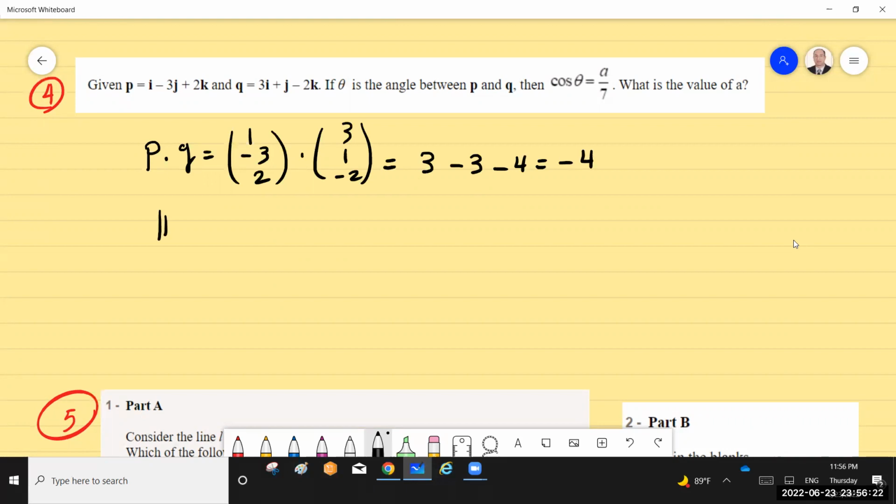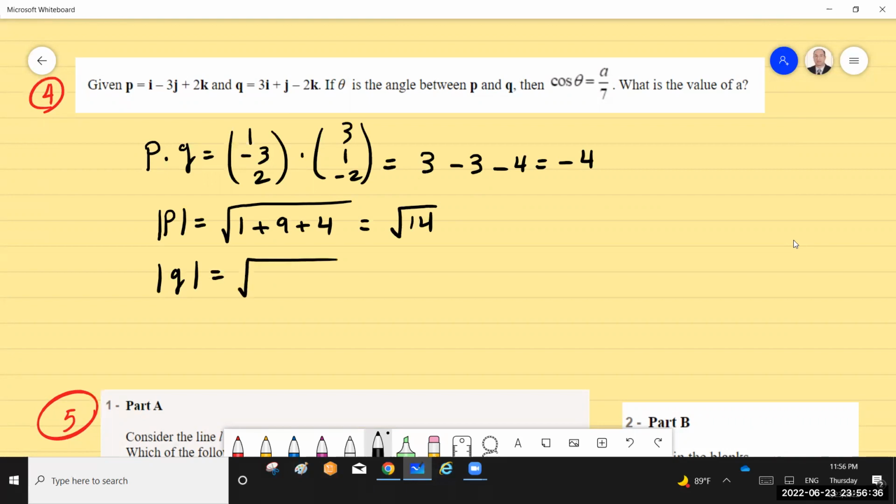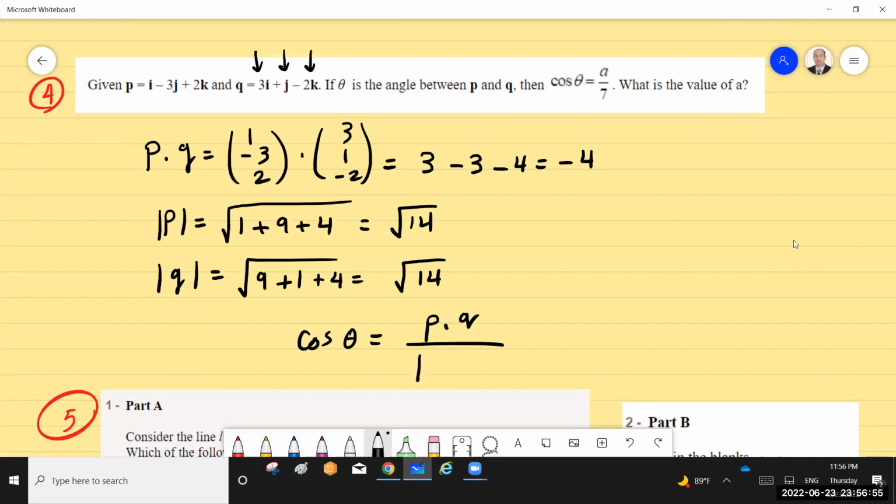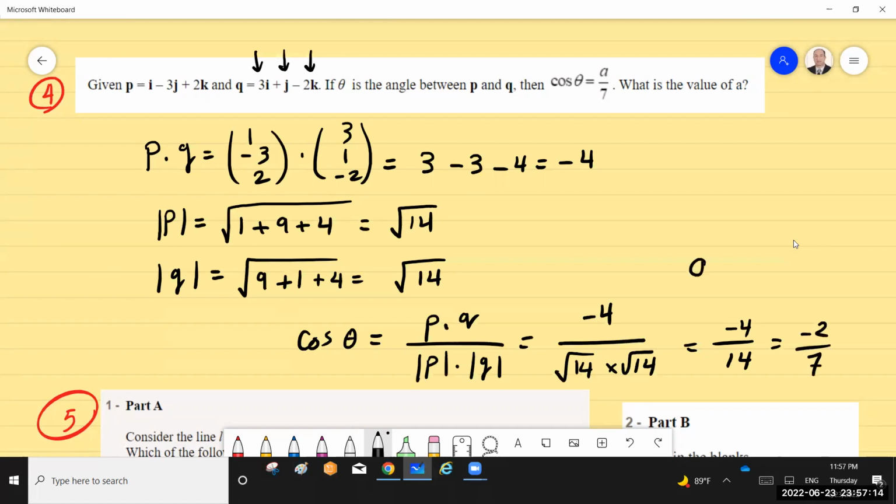After that, find the norm of P, the magnitude of vector P: 1 plus 9 plus 4, which is root 14. The magnitude of Q is the square root of, just going to each component of the vector and squaring it, 3 squared is 9, plus 1 squared is 1, plus 4. The answer is also root 14. So the cosine of the angle between the two vectors P and Q is P dot Q over norm P times norm Q. The dot product is -4 over root 14 times root 14, which gives -4 over 14. After simplification it is -2 over 7. So A is equal to -2.